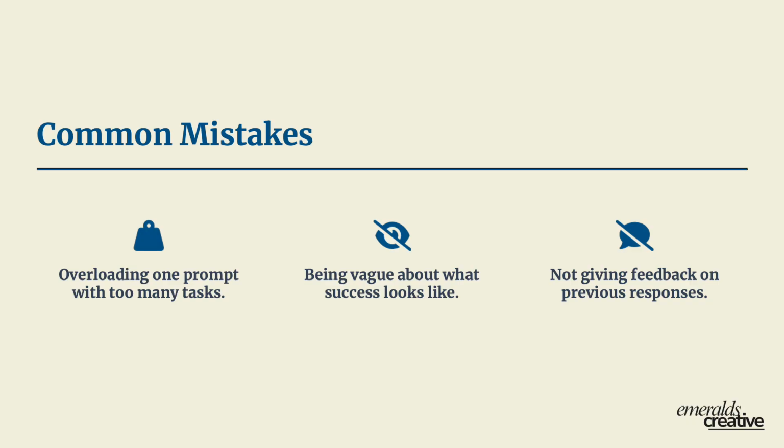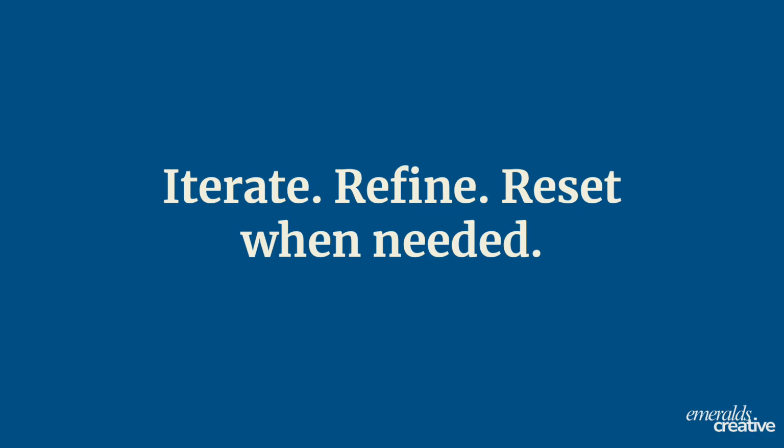Third, not giving feedback on previous responses. If the AI gives you something close but not quite right, don't just reprompt from scratch. Tell it what is good, what was off, and what to adjust. The AI learns within the conversation. Prompting is iterative. Also, as these tools improve, the way we communicate with them becomes even more conversational. But you won't always nail it the first time.